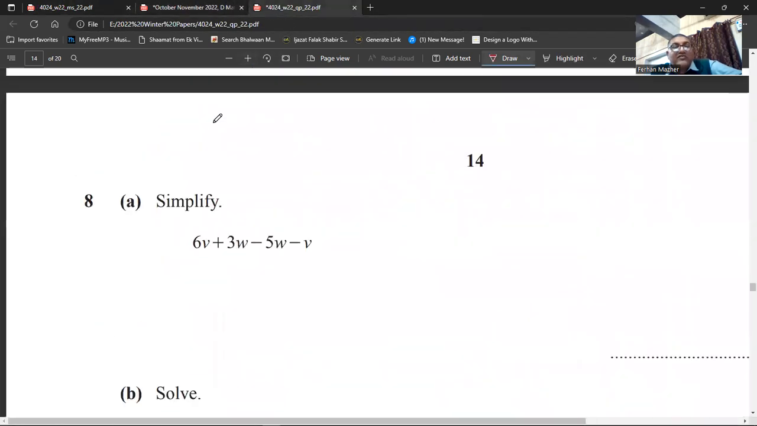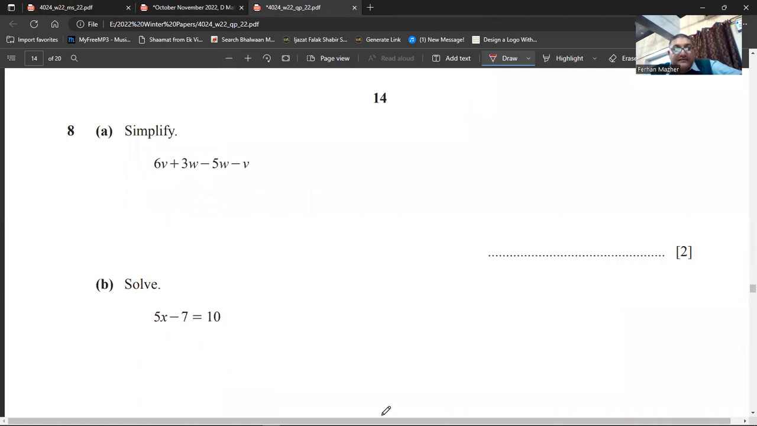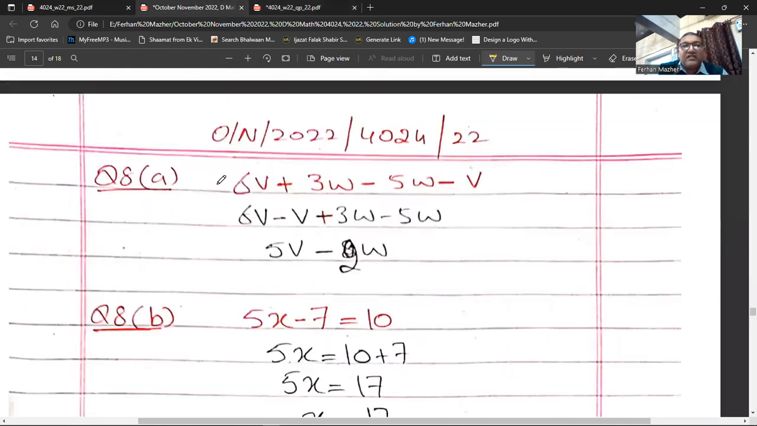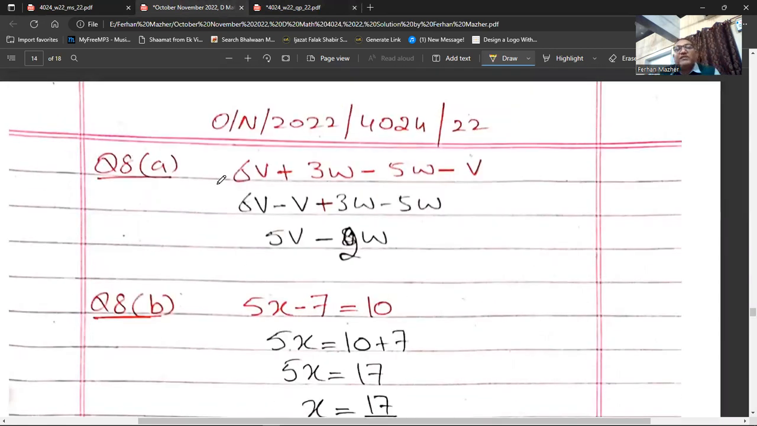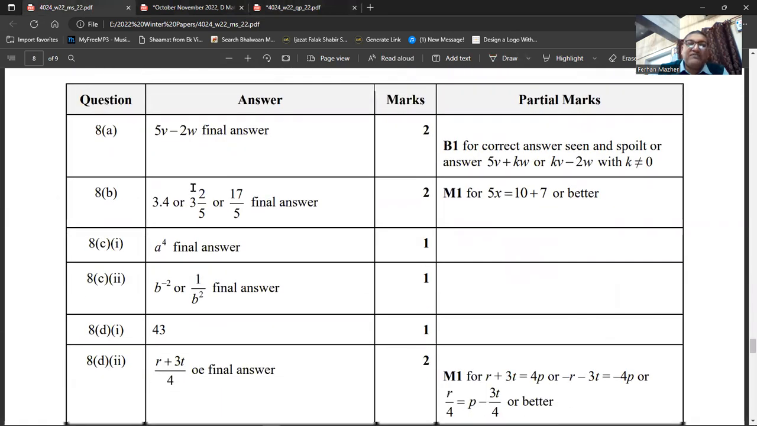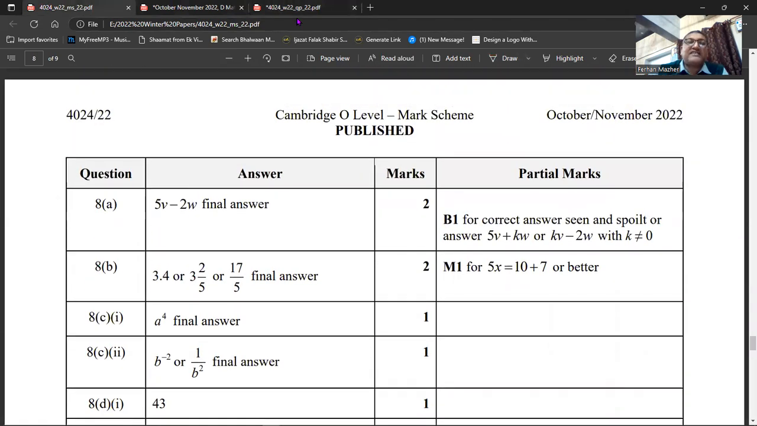The next question is question number 8. It's a 2 marks question. It says simplify question number 8, A part: 6V plus 3W minus 5W minus V. You see, the V will be added or subtracted with the V, the W will be added or subtracted with the W. Very simple, straightforward. So we will have 6V minus V plus 3W minus 5W. So you will have 5V minus 2W.